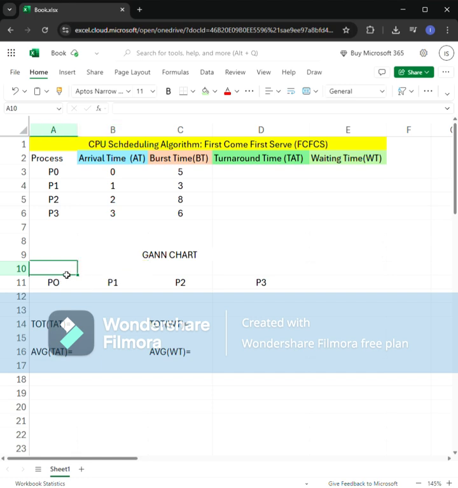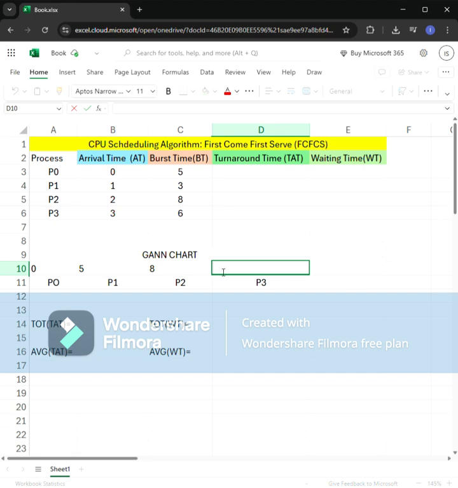It starts immediately at time 0, and burst time is 5 units. So, completion time is 0 plus 5 equals 5. How do we get that? You add the start time and the burst time, that's all. Next is P1. The arrival time is 1, but P0 is running until time 5. So P1 must wait until time 5. The start time is 5, and burst time is 3. So, completion time is 5 plus 3 equals 8.